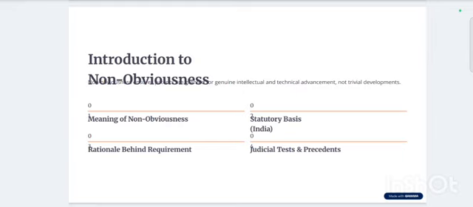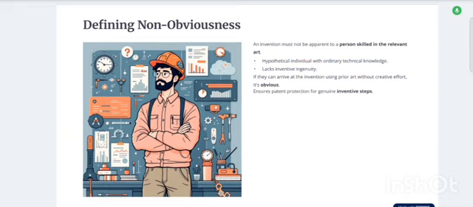Now let's talk about the meaning of non-obviousness. Non-obviousness refers to the requirement that an invention must not be apparent to a person skilled in the relevant art. The standard applied is that a hypothetical person skilled in the art who possesses ordinary technical knowledge but lacks inventive ingenuity. If such a person can arrive at the invention without any creative effort by using prior art, the invention is regarded as obvious and is therefore non-patentable.